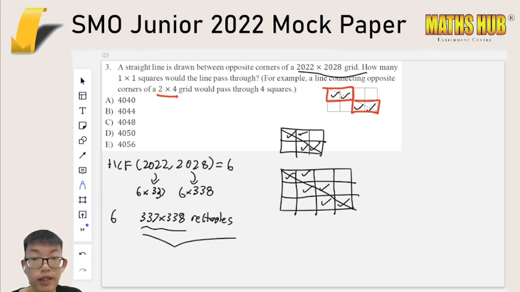So following the pattern, we would expect that there are 337 times 2 squares that it passes through, and then multiply by 6 again. Now remember that 6 times 337 is already 2022, so we don't really need to redo that multiplication, and the answer is 4044, option B.